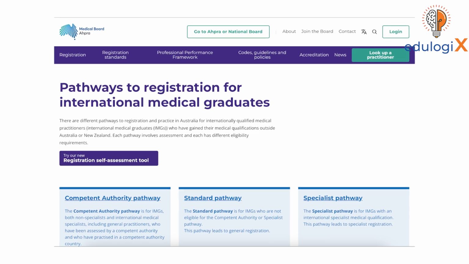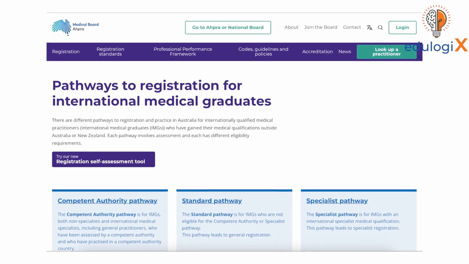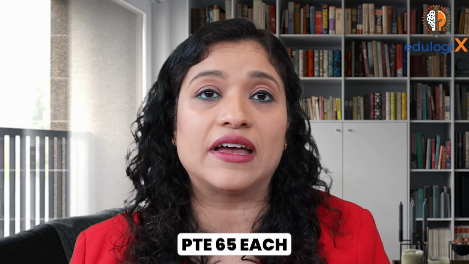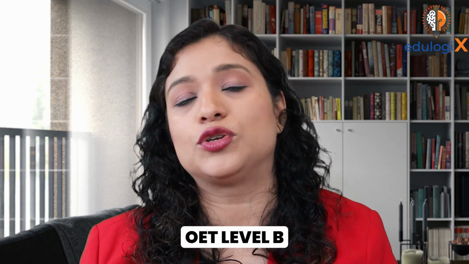You might also be required to submit your English language proficiency for this pathway, and make sure you check the MBA website for the English language requirements. But in a nutshell, you'll need to submit scores, which is basically IELTS 7 each. If you're not taking IELTS, you also have the option to take PTE, which is again 65 each. And if you're taking the OET, then level B in each of the domains is required.